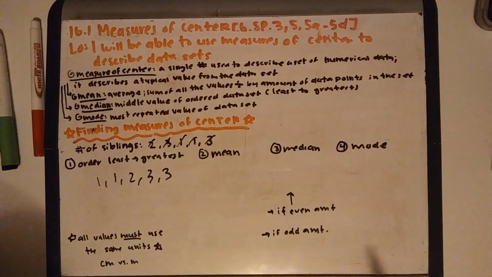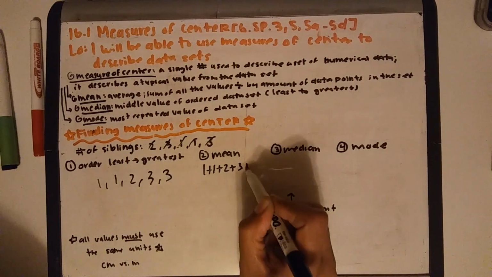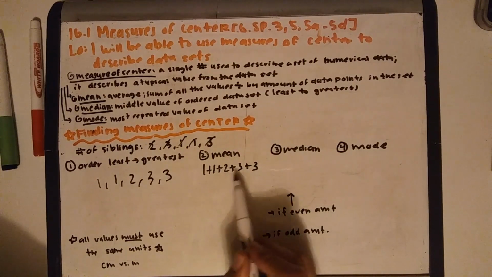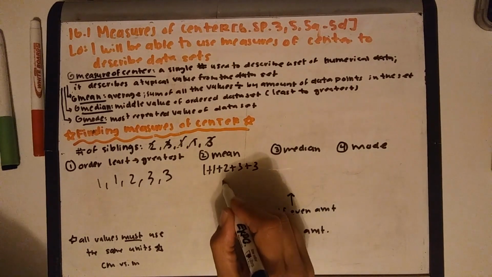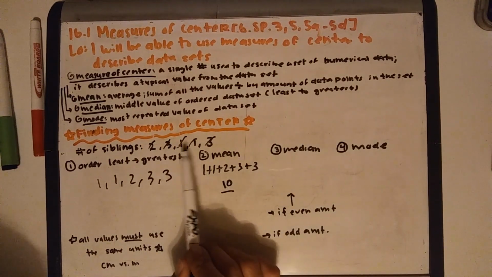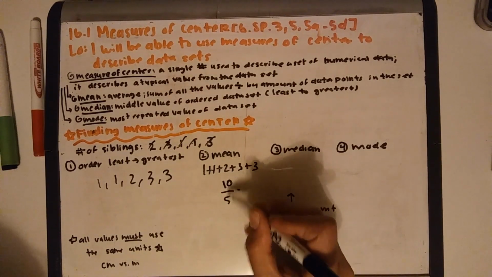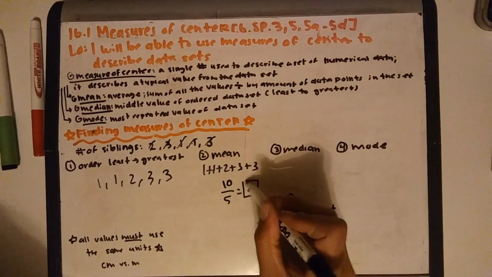And then the mean, I'm going to add them all together. So I'm going to say 1 plus 1 plus 2 plus 3 plus 3. That's 2, that's 5, 8, 10? So that's 10. And I'm going to divide by how many data points I have. So how many kids did I ask? 1, 2, 3, 4, 5, right? So 10 divided by 5 is 2. That's my mean. 2 is my mean.